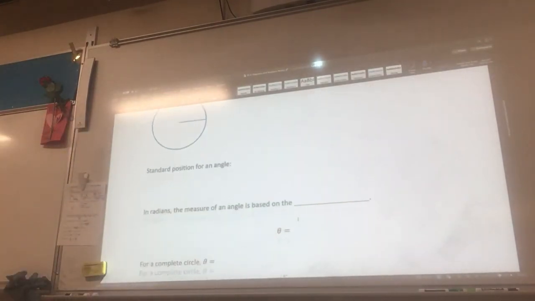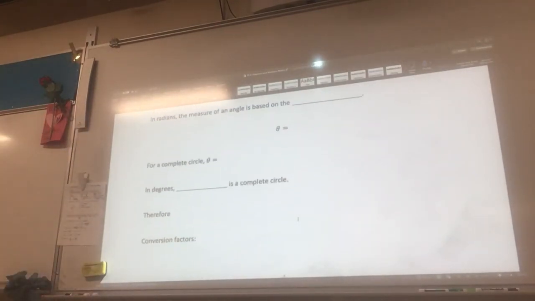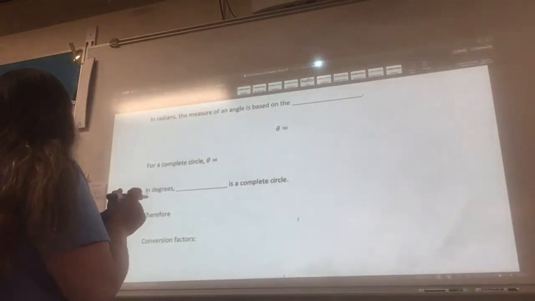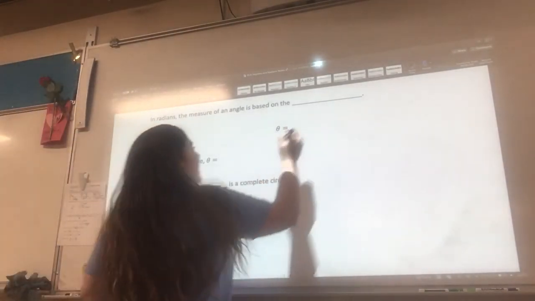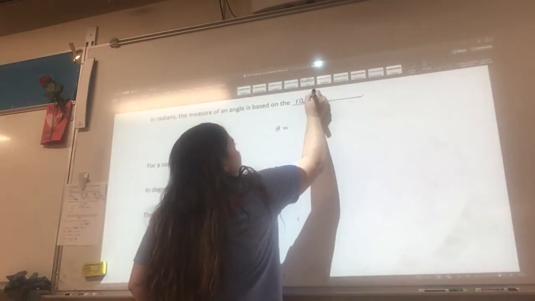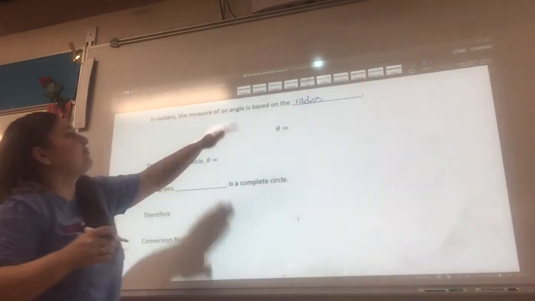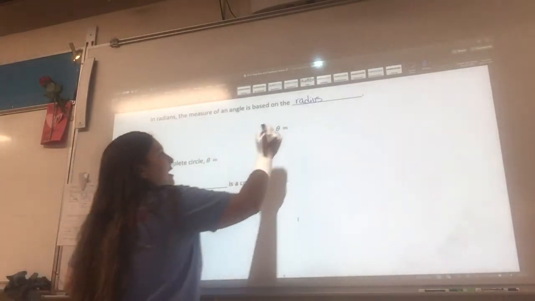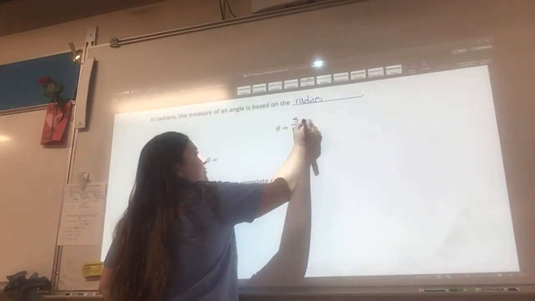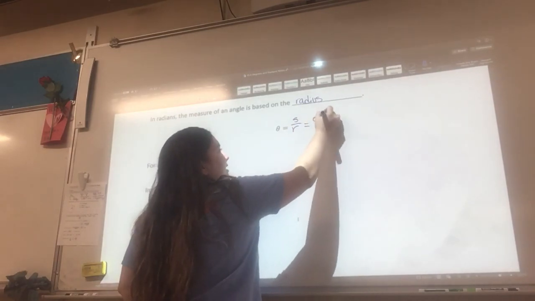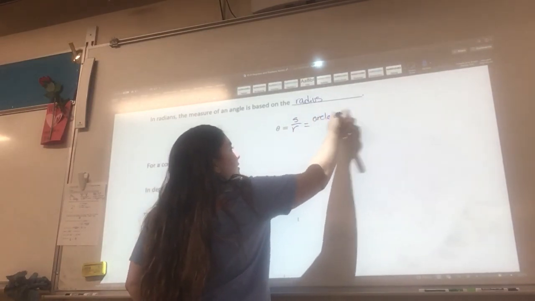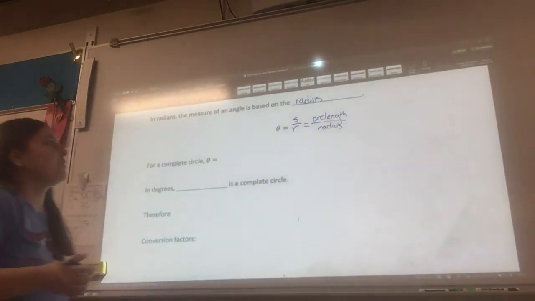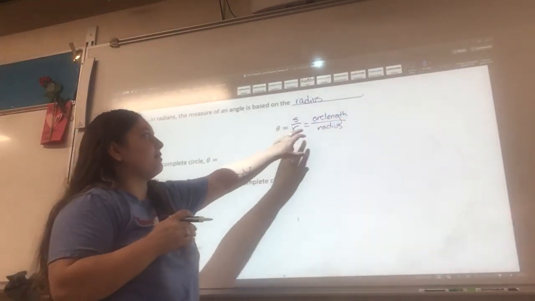So, in radians, the measure of an angle is based on the radius. So again, radians and radius. What that means is our theta is s over r, remembering s is our arc length and r is our radius. So whenever we're looking for radians, it's going to be arc length over radius.